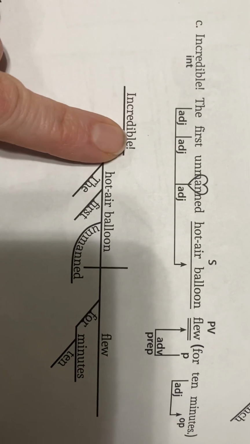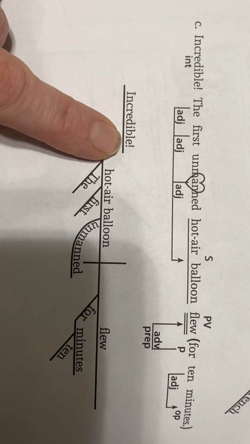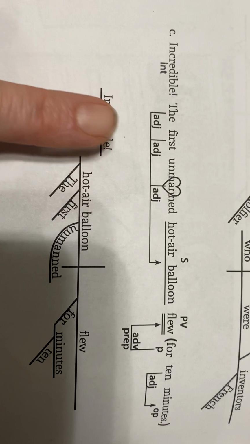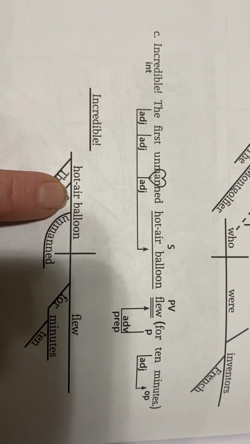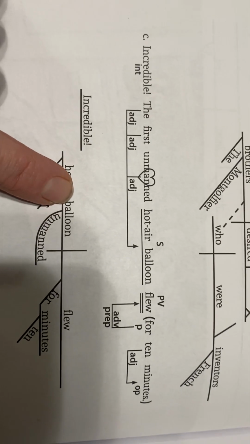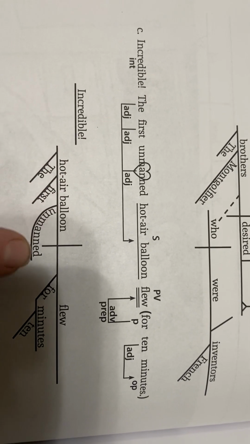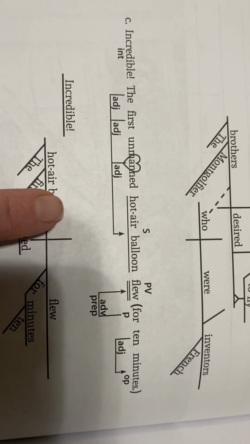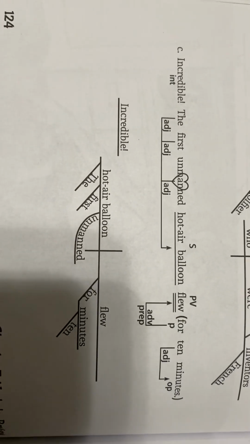Incredible. This is how you diagram an interjection. It's just up there. You use the exclamation point. Hot air balloon is our subject, and this is a verbal, and the participle gets put on a curved line, remember, unmanned, and it's a participle because it ends with ed. And we just have an SVI with a prepositional phrase. And there you have it.